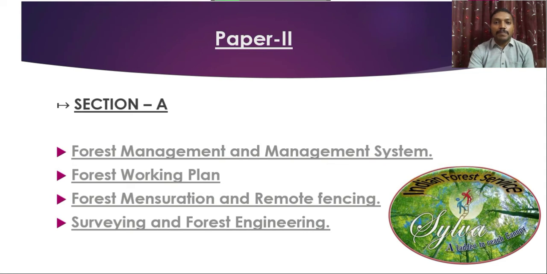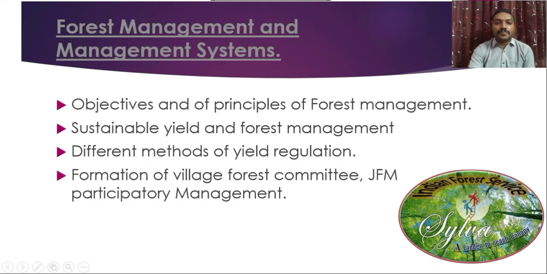So coming to paper 2, again there are two important sections. In section A there are 4 subjects and its combination. We'll start with forest management and management systems, and we'll be studying about the various objectives and principles of forest management, and also about sustainable yield and forest management.